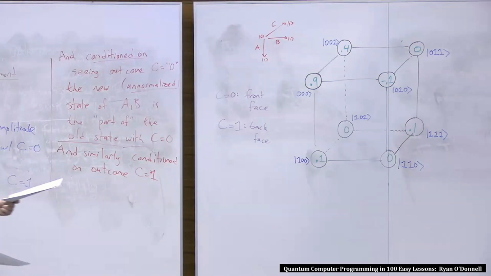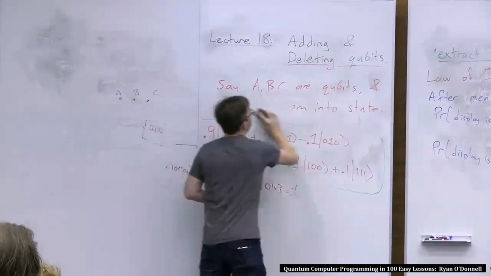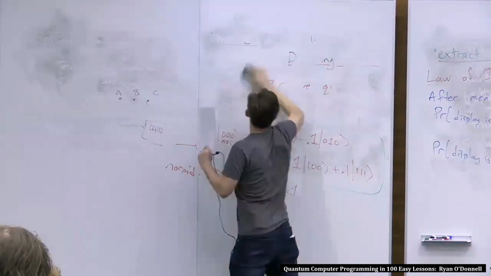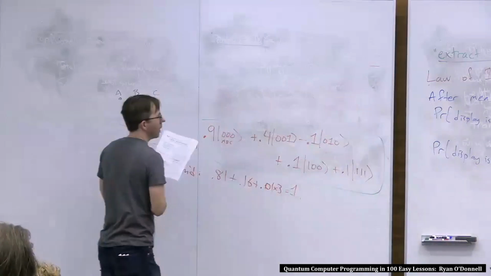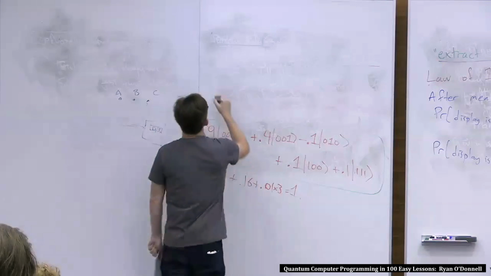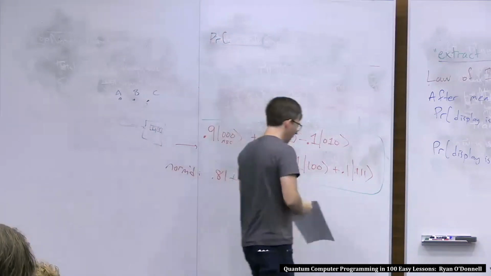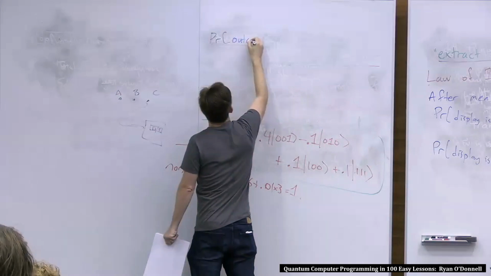Yes, I'll do an example with this example just now, but any question about this? Okay. So let's check it out in this case. Let me delete this. Okay, so starting from that state, let's do the measuring of C first, just for fun. So let's think about the probability that the outcome for C is 1.